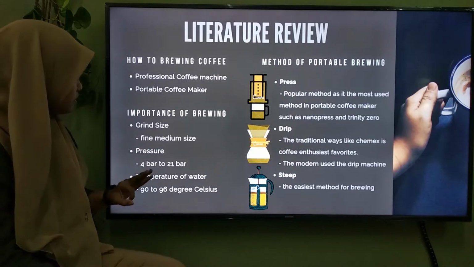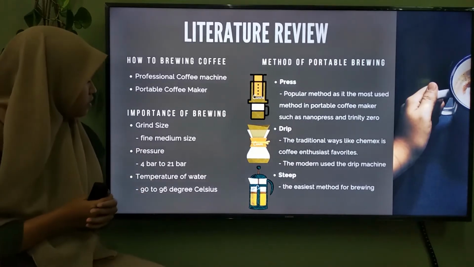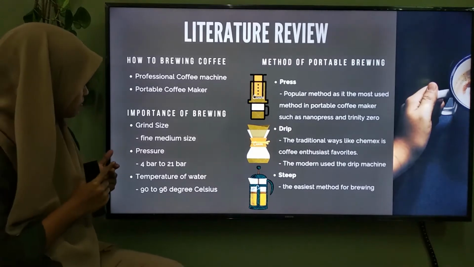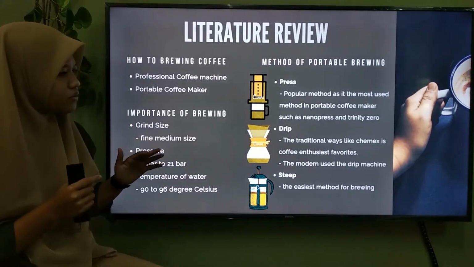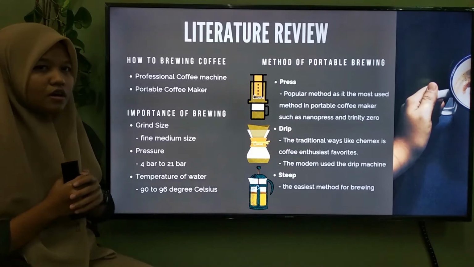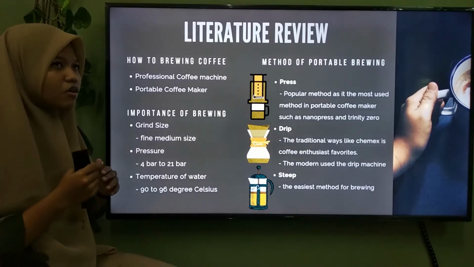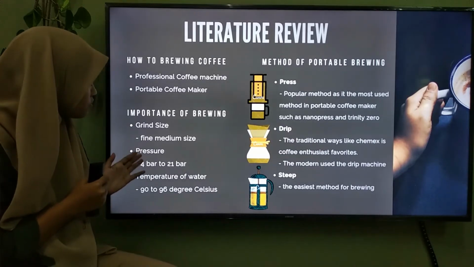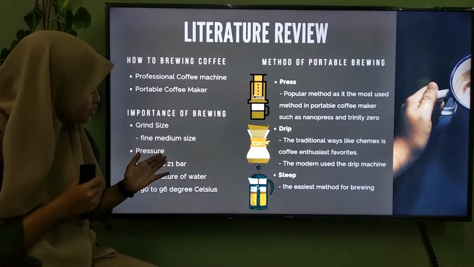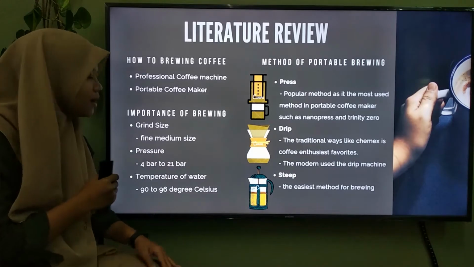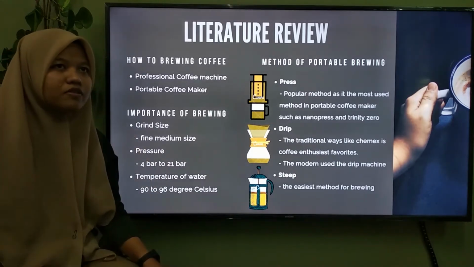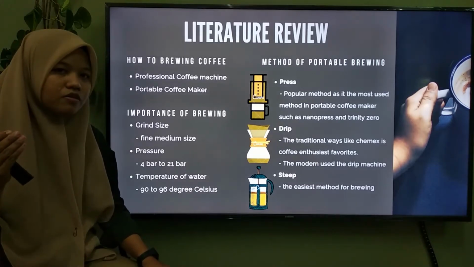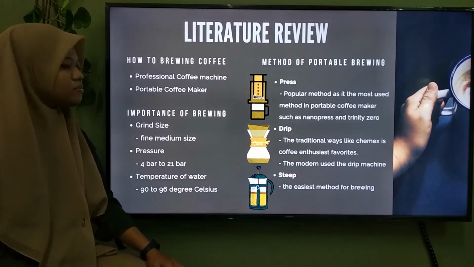Next one is the importance of brewing. There are three important factors when you brew a coffee: the grind size, the pressure, and the temperature of the water. The grind size for the Aeropress is medium size. Different coffee makers use different grind sizes, and the pressure is from 4 bar until 221 bar. The 4 bar until 10 bar is basically for portable coffee makers, and 10 bar and above is basically for the professional coffee machine.